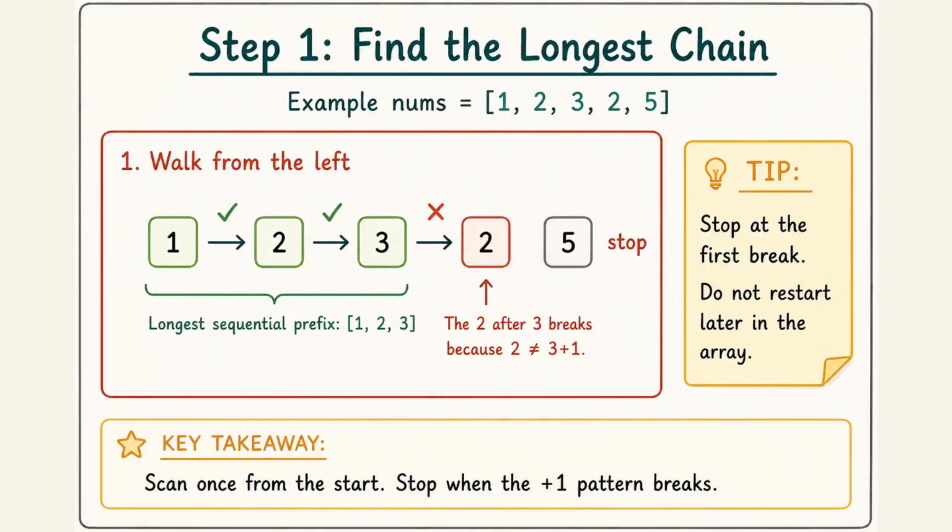Step 1. Find the longest sequential chain from the left. Take the array 1, 2, 3, 2, 5. 1 goes to 2, that is good. 2 goes to 3, that is good. 3 goes to 2, that breaks, because 2 is not 3 plus 1. So the longest sequential prefix is 1, 2, 3. Tip: stop at the first break. Do not restart later in the array.